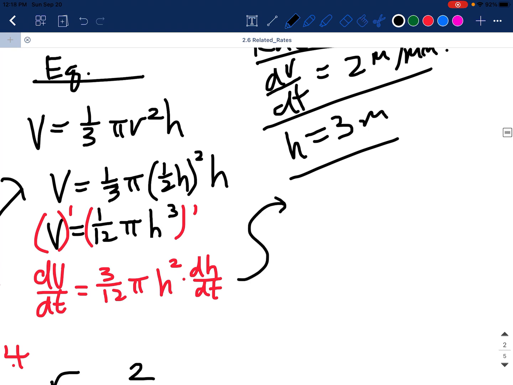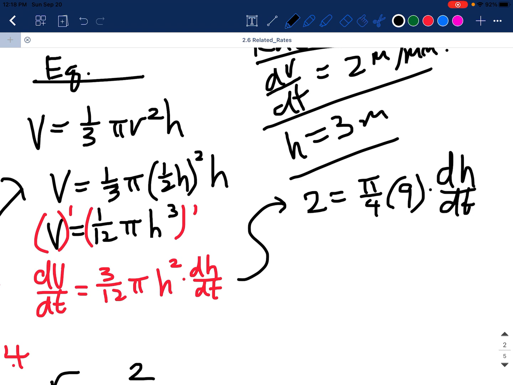So we'll get 2 is equal to 3 over 12, which is just pi over 4, times h squared, so that's going to be 9. So 9 pi over 4 times dh over dt. So then I'll have 2 equals 9 pi over 4 dh dt. And then to isolate dh dt, just multiply by the reciprocal.